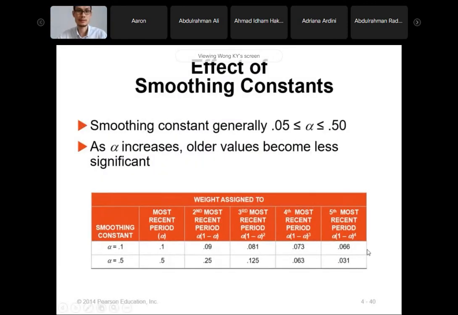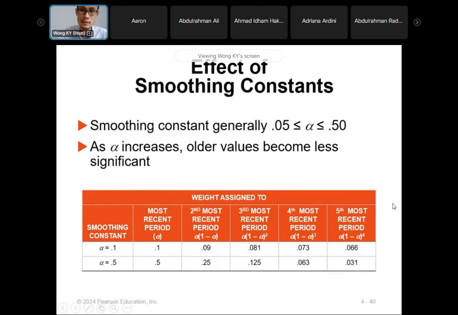Right? Okay. So just now I said alpha can be between 0 and 1. But generally, people will set it somewhere between 0.05 and 0.5. That is the value recommended by the textbook. The smoothing constant is generally between 0.05 and 0.5.